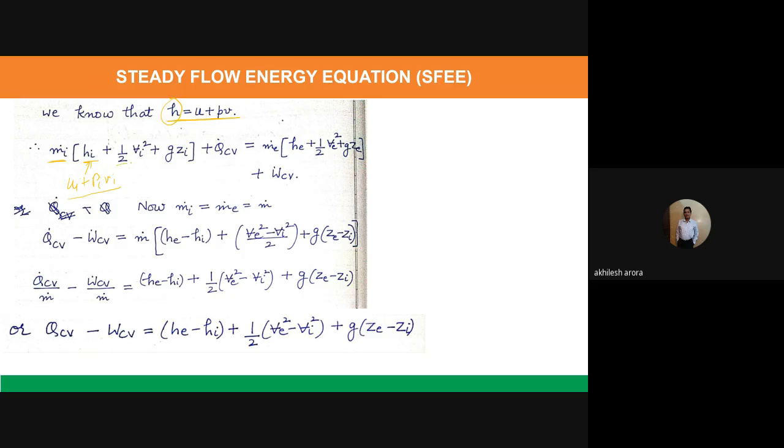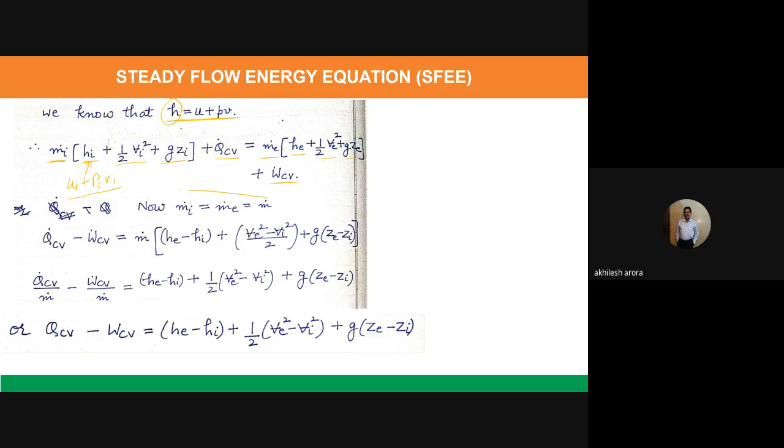Plus, this is the kinetic energy term. This is the potential energy term. Here it is the heat entering into the control volume, and that is equal to the mass flow rate at the exit. This is the enthalpy of the fluid at the exit. This is kinetic energy, this is potential energy, this is work done. So this is how we can write the steady flow energy equation.